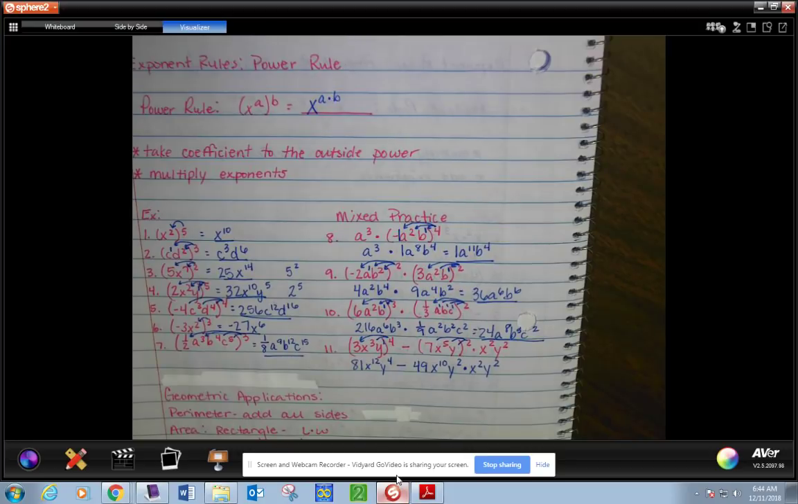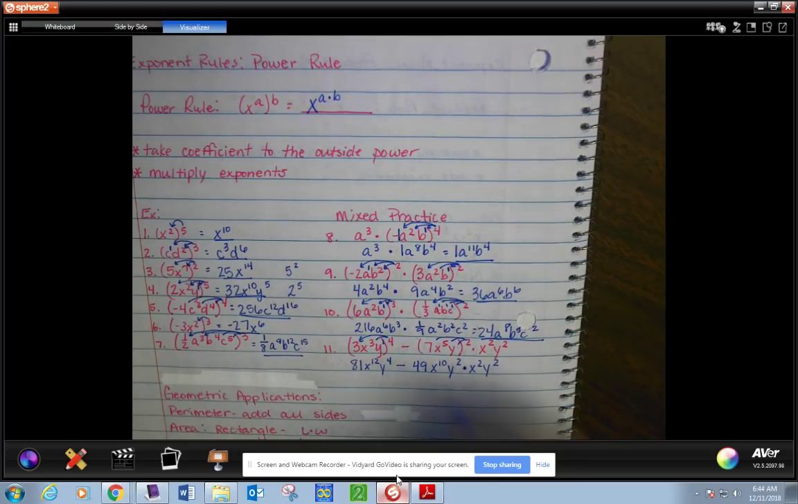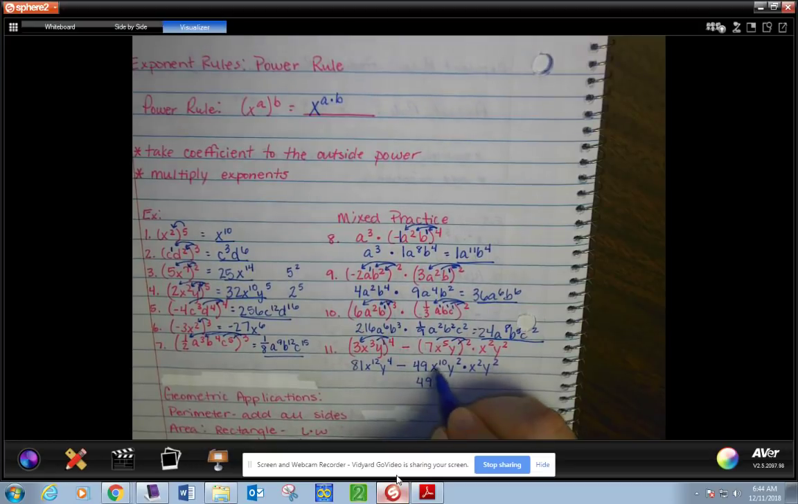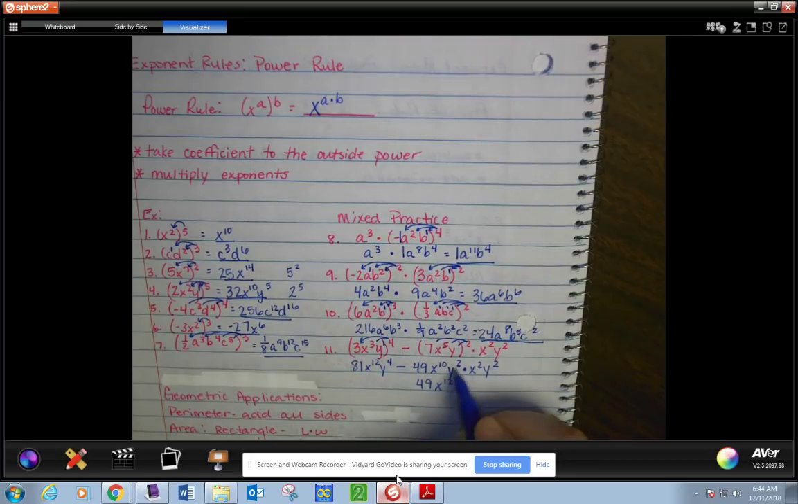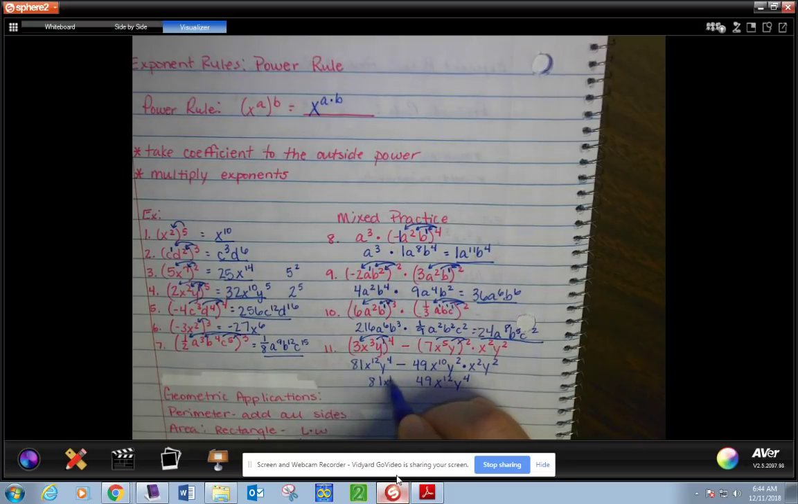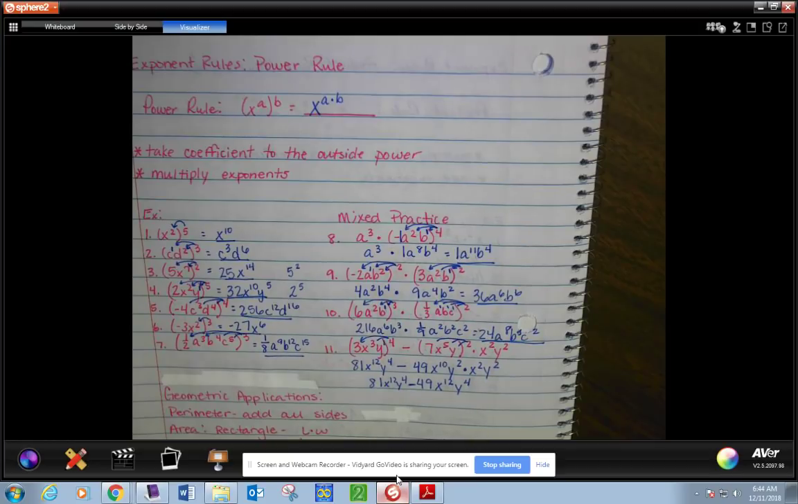So the next thing I have to do is this multiplication problem. And so 49 times 1 would be 49. If I have an x10 and an x2, I'm adding now, so I have x12. And if I have a y2 and a y2, that becomes y4. I'm going to bring down my 81 x12 y4 minus 49 x12 y4.